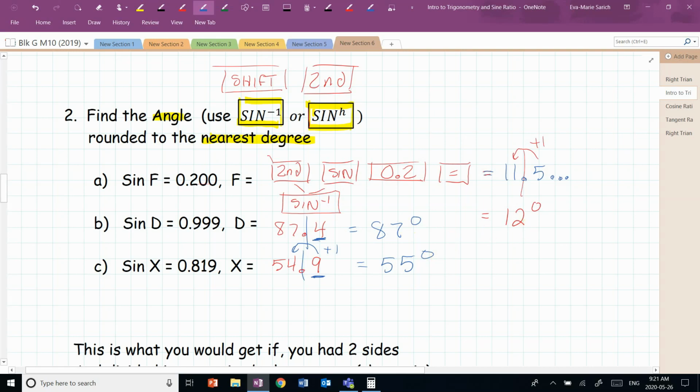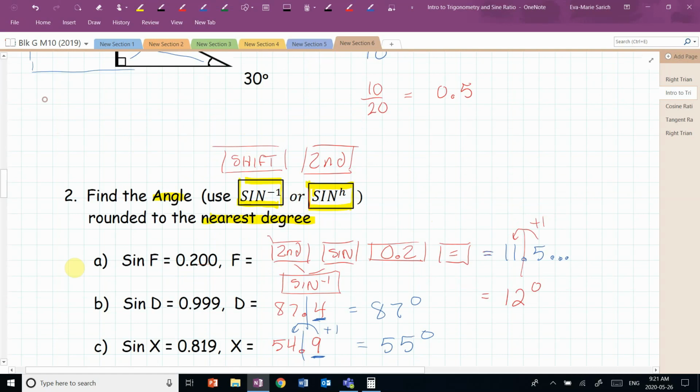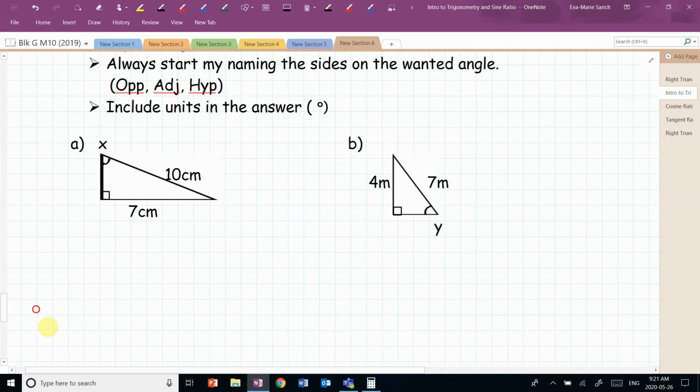You need to have your units on here. It's not just 12 and 87. It's measured in degrees, so you need to have the angle written there. That's why we need to be in degree mode on our calculators. If you're not putting your degrees on there, you're going to lose half marks.